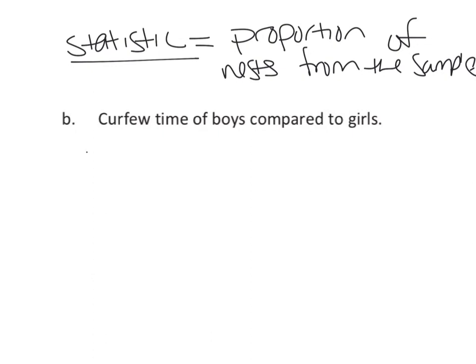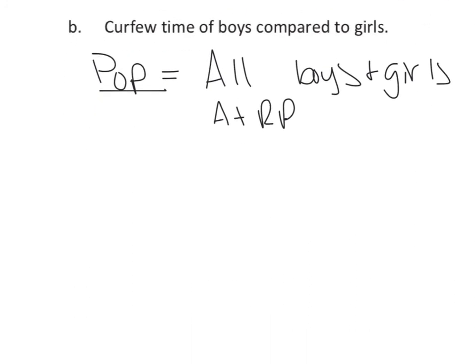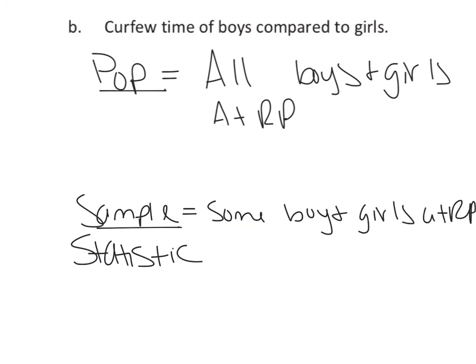Another example, curfew time of boys compared to girls. So the population that we could analyze would be all boys and girls at Rocky Point. Now, that's probably unrealistic to get everyone to participate in a survey. So let's talk about what the statistic would be. Actually, the sample. We'll talk about statistic in a second. The sample would be probably some of the boys and girls at Rocky Point. You can get that sample from standing outside the front door of school and asking every 10th person that came in, what's your curfew time?